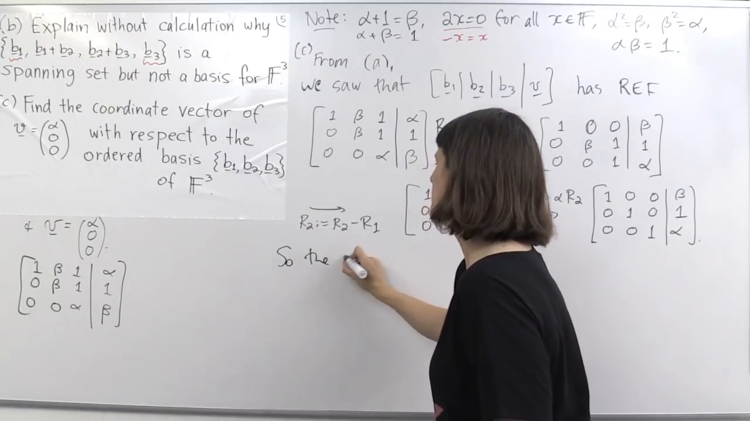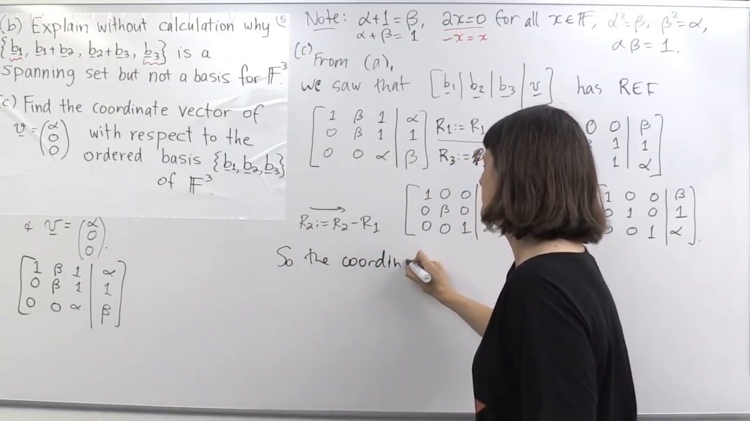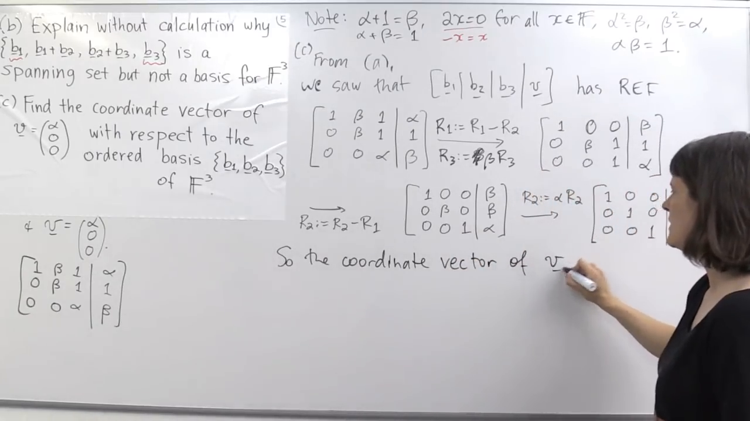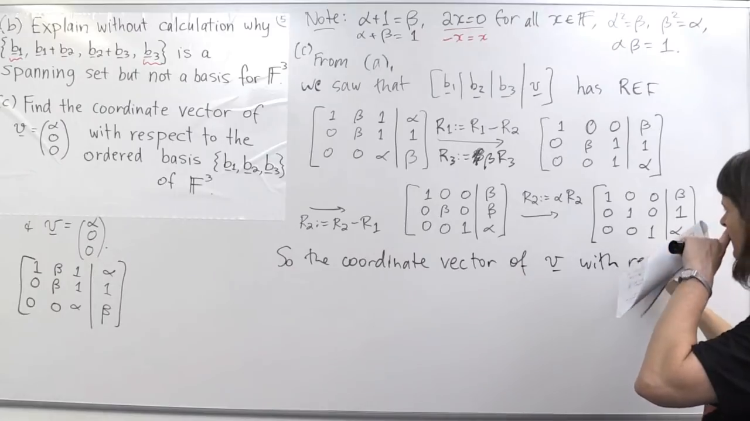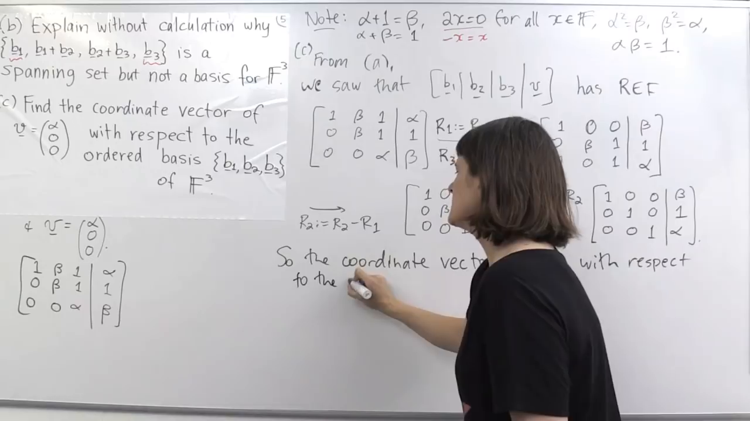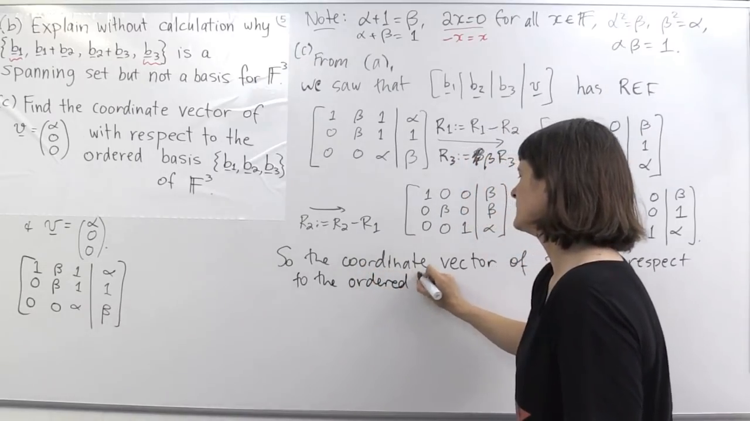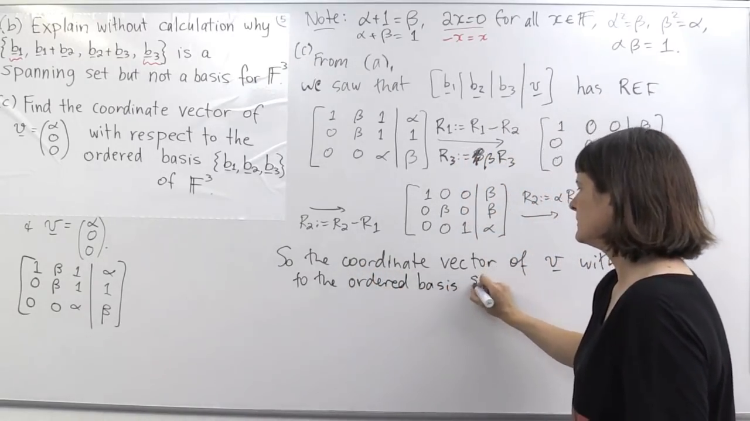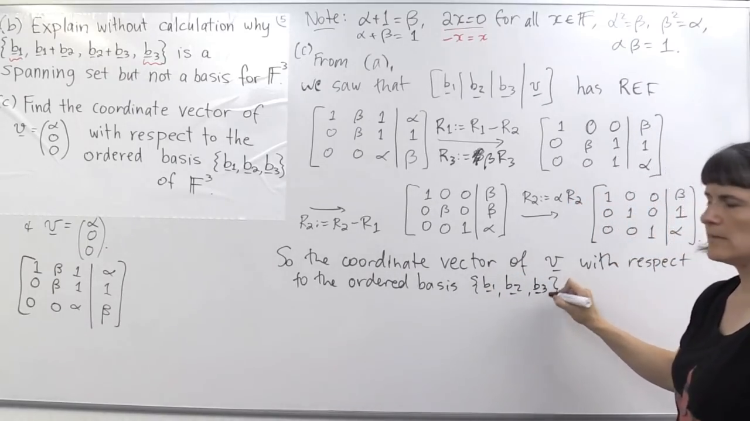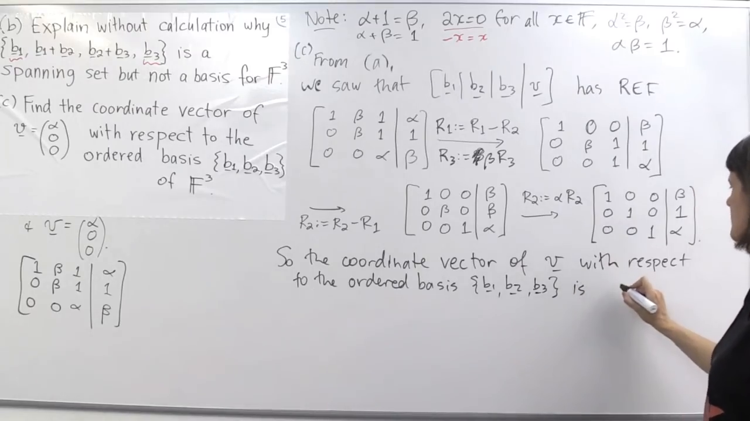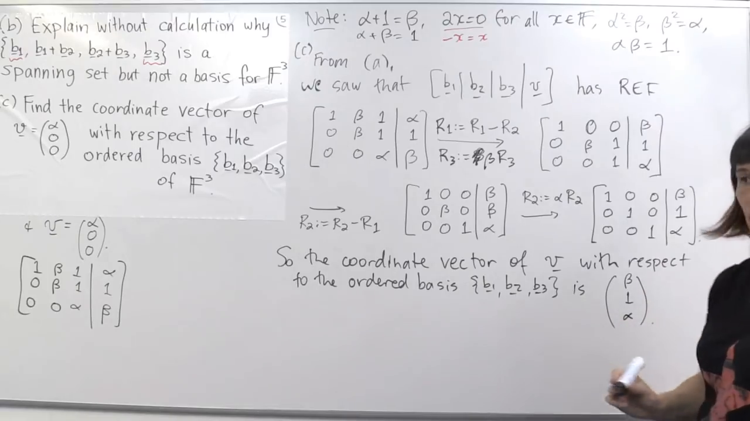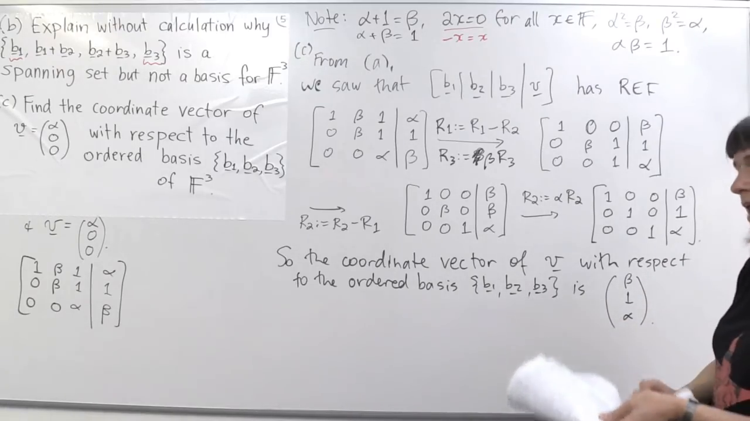So the coordinate vector of the vector V with respect to the ordered basis B1, B2, B3, or if you're in a hurry, the given ordered basis, is this vector that we found, beta, 1, alpha. Okay? And you can actually check if you've got time.